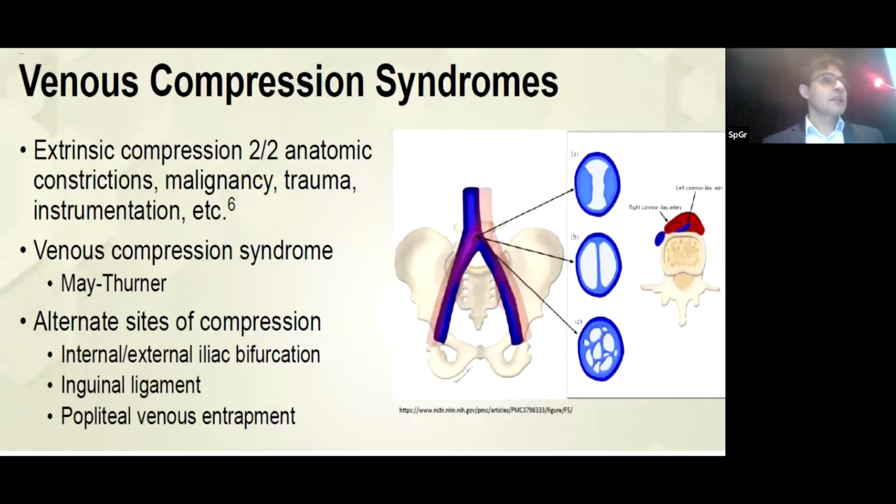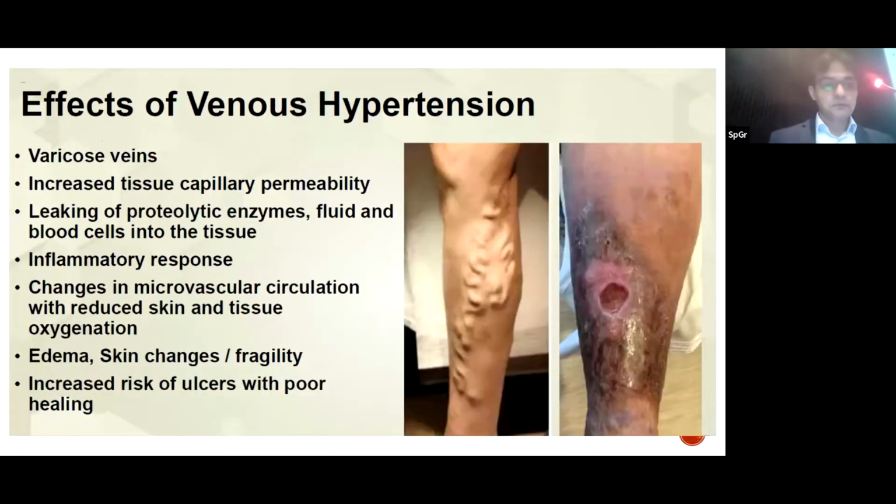And then not only is it because of the abnormal valves, it could also be compression around the iliac veins, and that could be due to underlying malignancies or fibrosis, or May-Turner syndrome, or popliteal venous entrapment. So there are other causes that we again tend to ignore.